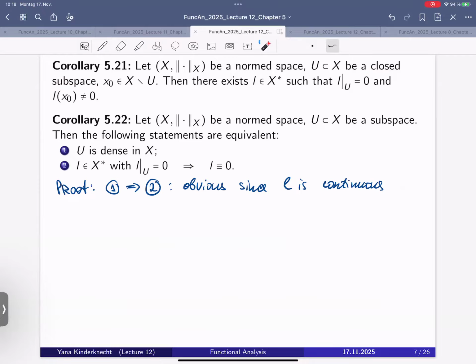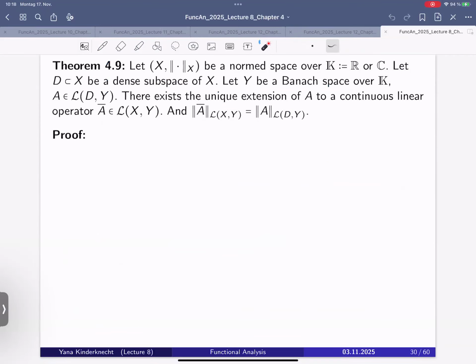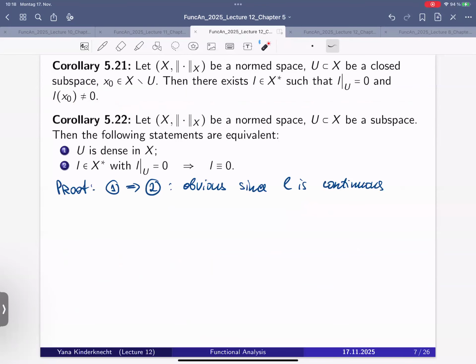So if L restricted to a dense subset of X is 0, then you may extend it by continuity. I guess we had it somewhere, even here. Yes. Let U be a dense subset. If we have a linear continuous functional, okay, operator, but functional is a special case, then there exists a unique extension to a continuous linear operator. So what does it mean? If we have a continuous linear functional defined on U, and it is 0 on U, and U is dense in X, then definitely by continuity we have this.